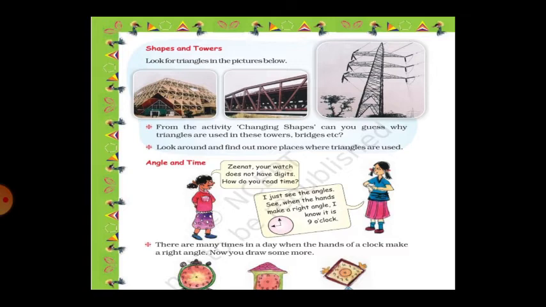See, from the activity changing shapes, can you guess why triangles are used in towers or bridges? Why? If you press the triangle, that shape will not change. The triangle retains its shape and balances. However much weight you put on the triangle, it will remain a triangle only, it will not lose its shape. For that purpose, so many bridges, buildings and towers are constructed using triangles.